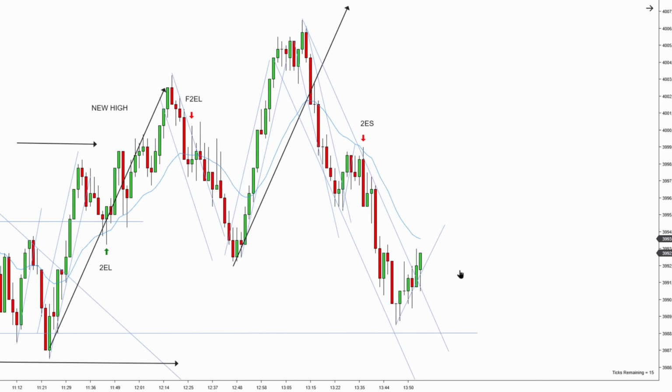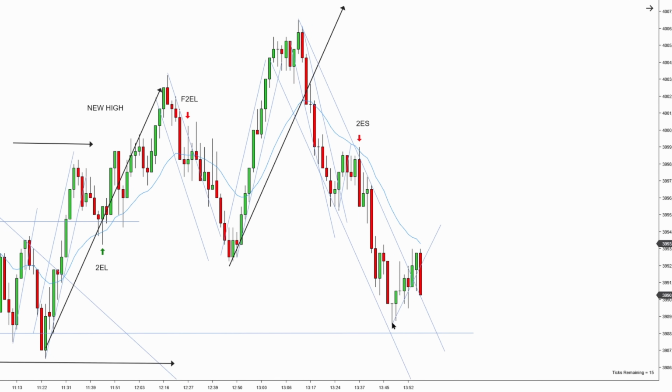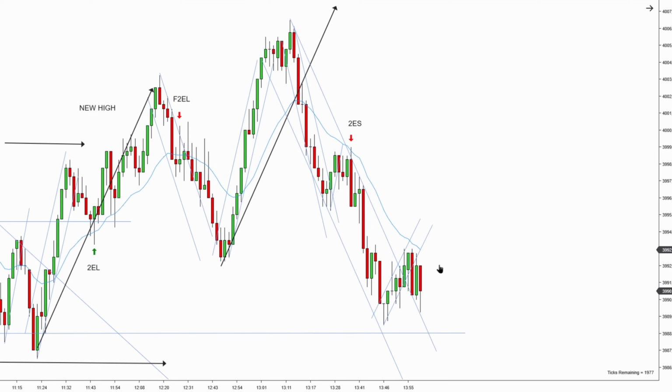Once again, two-legged pullback. We have a micro first entry short, pullback, second entry short, but this is very hidden. So you can consider this as a visual second entry short, but the uptrend is still in play, and more importantly, you're not fully at the EMA. So can I get some lower high or some confirmation?